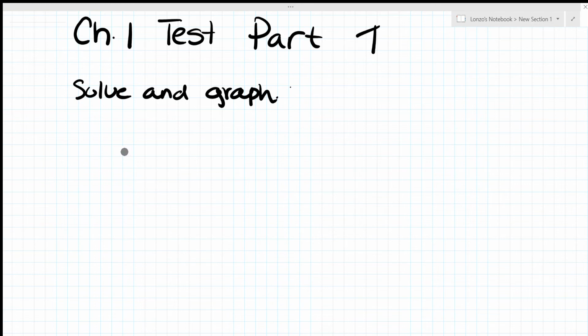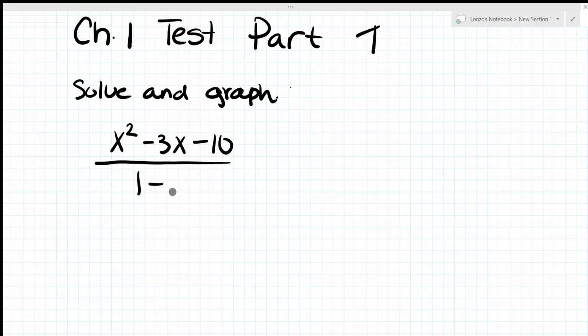So we have this inequality: x squared minus 3x minus 10 over 1 minus x is greater than or equal to 2. This is a rational inequality, right? The reason I know it's rational is because it's in P over Q form. It's a fraction, and that's how you know it's dealing with rationals.